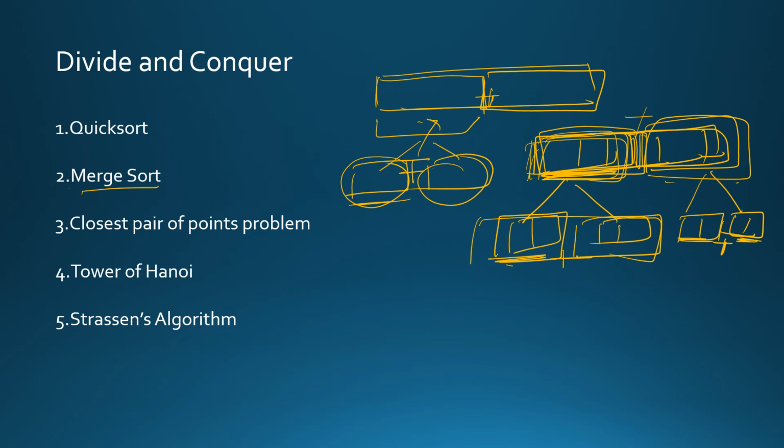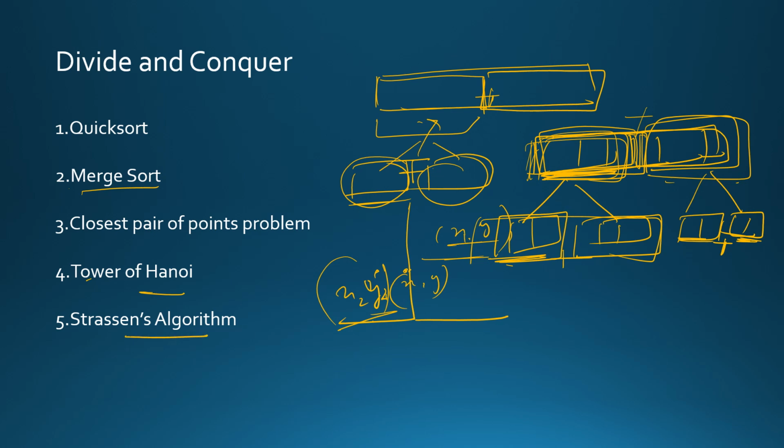Another is the closest pair of points problem. For a particular set of points, there are multiple points x and y, let's say x1, y1, x2, y2. From these we divide and calculate which are close to each other. Another is the Tower of Hanoi problem, and another is Strassen's algorithm.